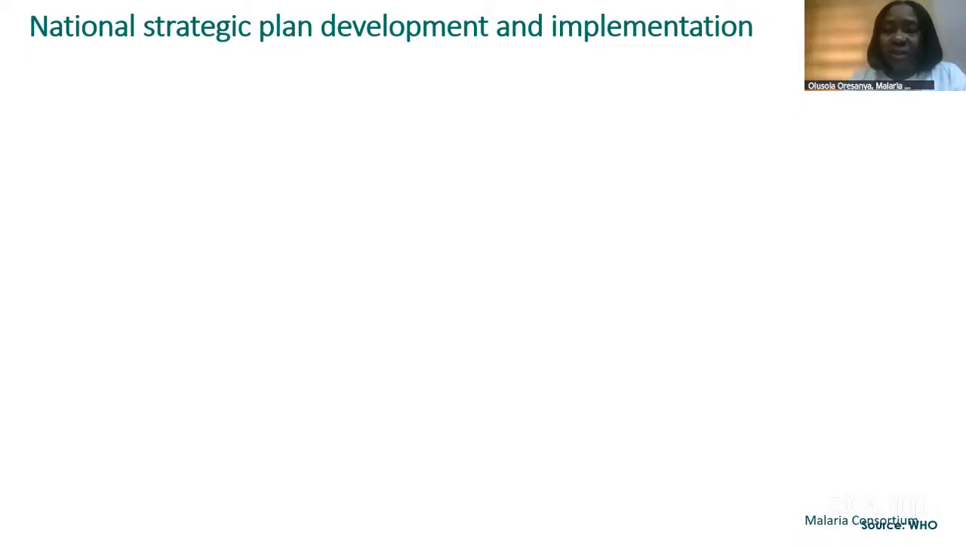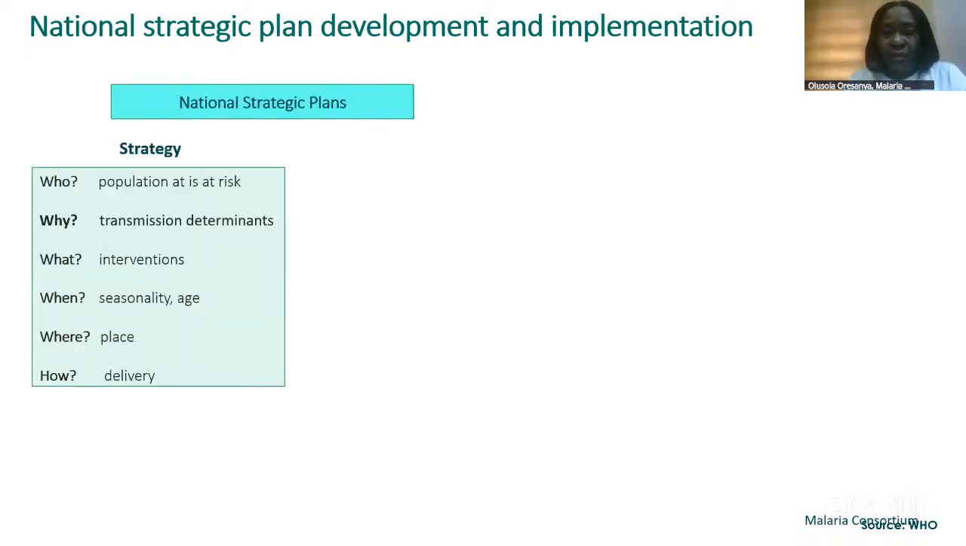But this was how they approached it when the HBHI initiative was launched and the current strategic plan was developed. So I'd like to just take us through that process. So when we talk about strategic planning, WHO recommends that when any country is thinking about the strategy for malaria control, there are a number of questions you would ask. You look at the population at risk.